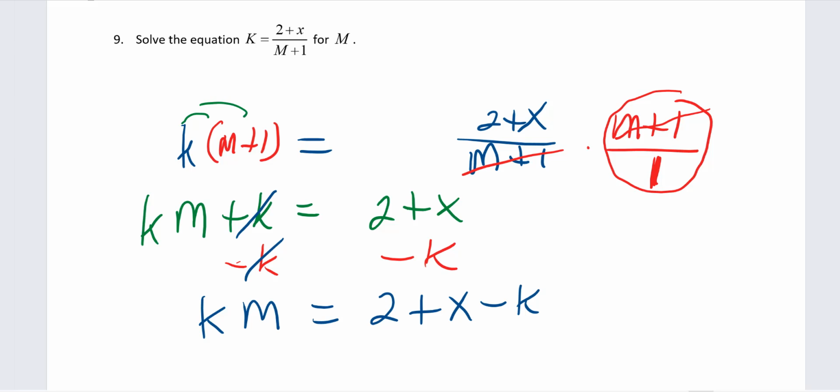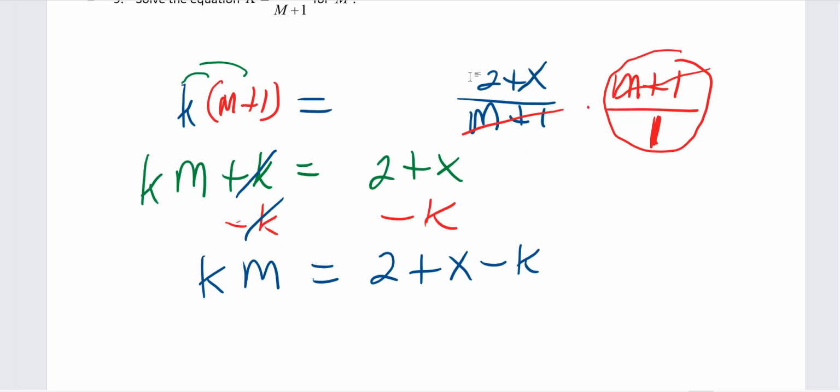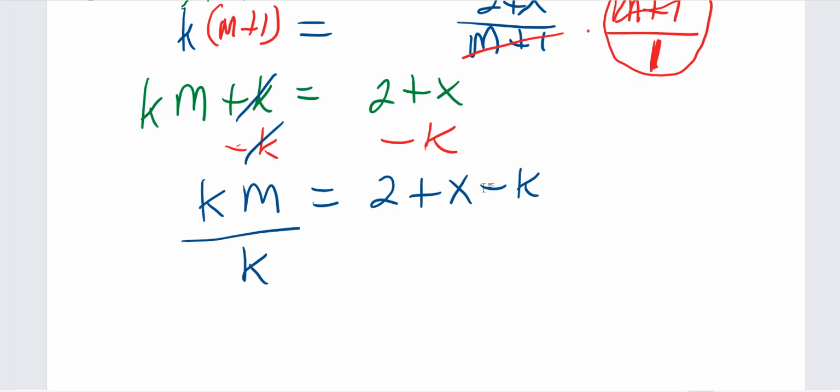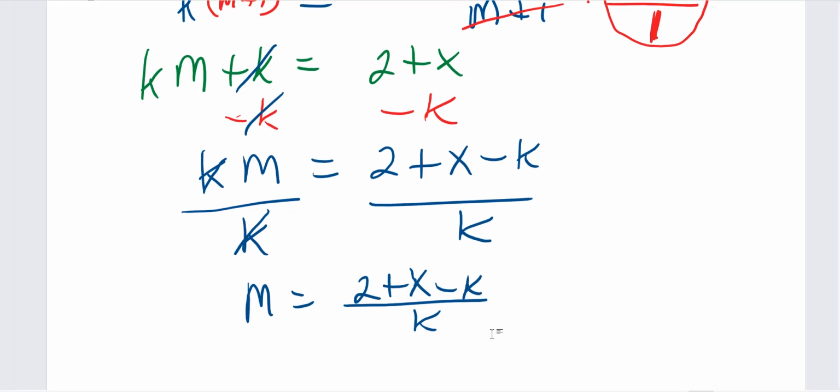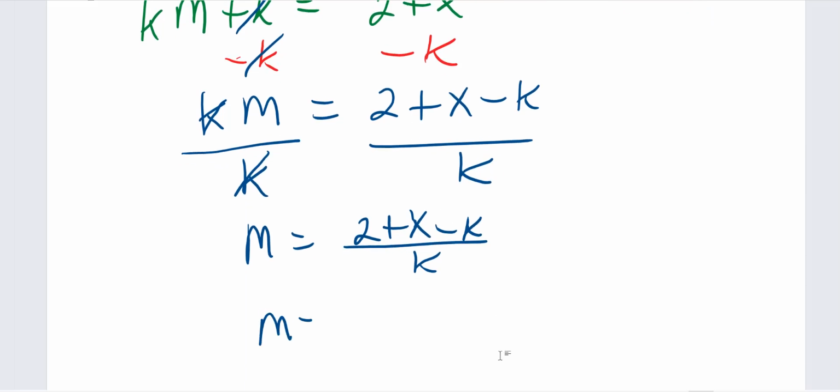I need to do one more step and I'm done. I am solving for m, so I will divide both sides by k. And I end up with m equals 2 plus x minus k over k. I'm 100% fine with that answer, but there is another way to write it. Anytime you have a fraction that has plus or minus in the numerator, not the denominator, but the numerator, you can always split that fraction up. So I can split this up into 2 plus x over k minus k over k.